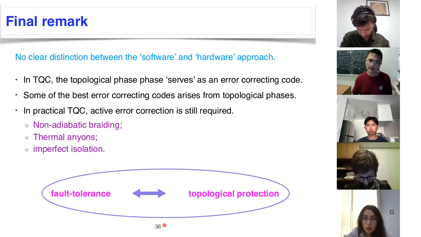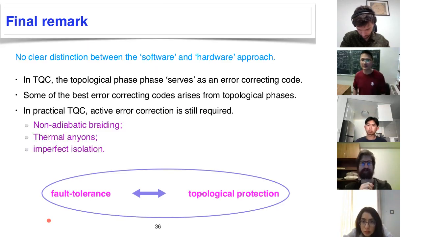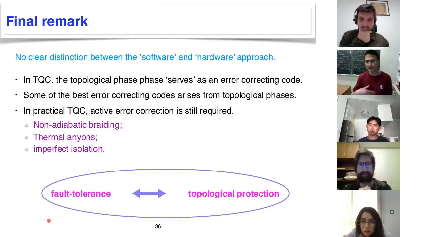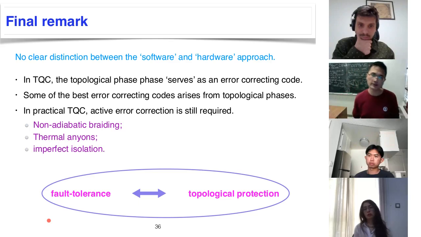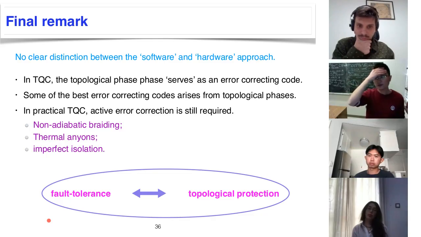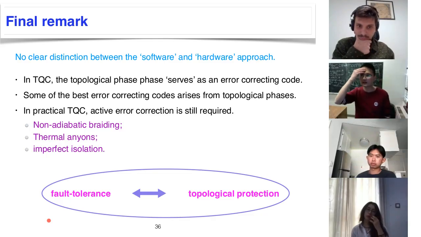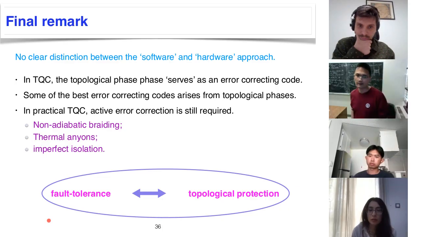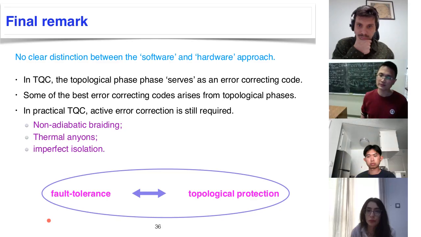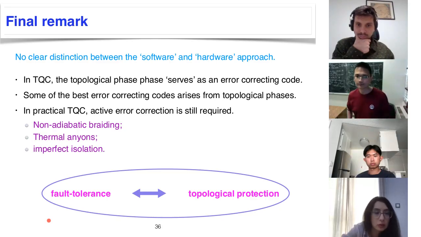And maybe a final remark to my talk. I mentioned that TQC is the hardware approach to fault tolerance, in contrast to the software approach of error correction. But in practice, there's no clear distinction between these two approaches. For example, in a sense, you can argue that in TQC, the topological phase of matter itself serves as a quantum error correcting code.